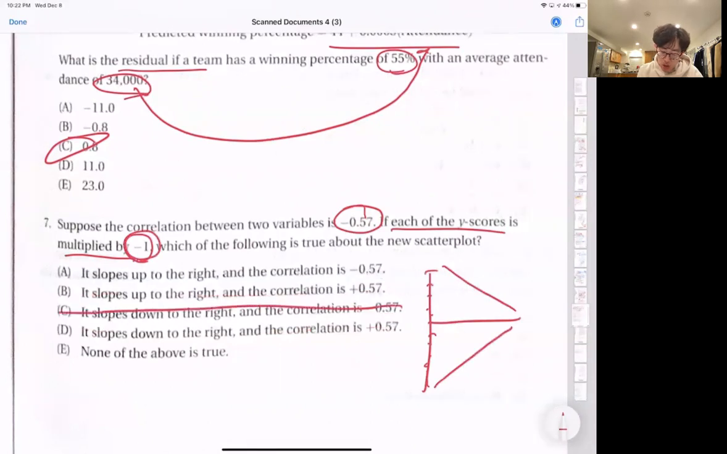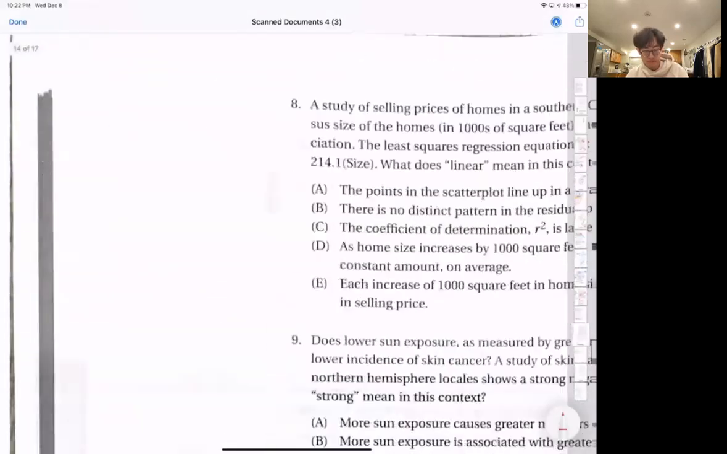So it's definitely going to change your correlation coefficient into a positive, and it slopes up to the right. It slopes down to, no, it slopes up to the right, and correlation is a positive number. So 7 is B.